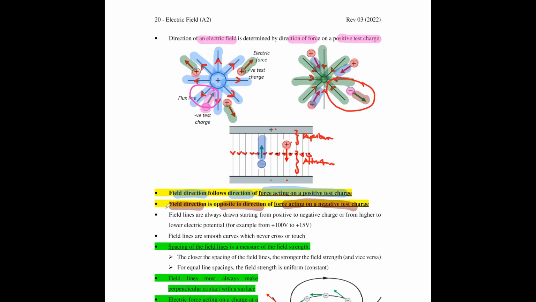Okay. Now, when you draw field lines, they are always drawn from positive to negative charge, or from higher to lower electrical potential if there's no negative charge. Let's just say, for example, from 100 volts to 15 volts. Okay, they must be in the direction of decreasing potential.